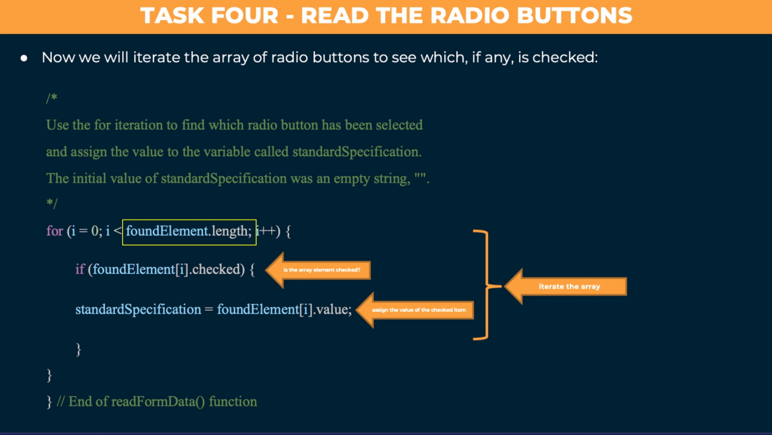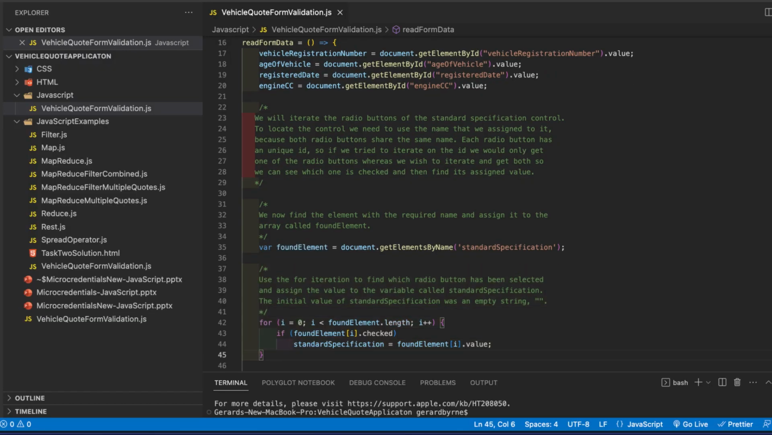So I want to iterate through and say, if the find element at position 0 is checked, then I want to say that this variable called standard specification is equal to the find element at position 0, but I want to get its value. We then go back up and we go to the next element and we go, if it is checked, then I want to set the standard specification variable to be its value. So once again, put the code in below where we have just added the other code.